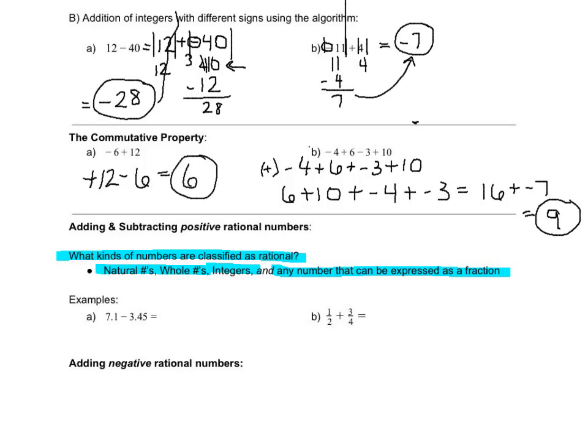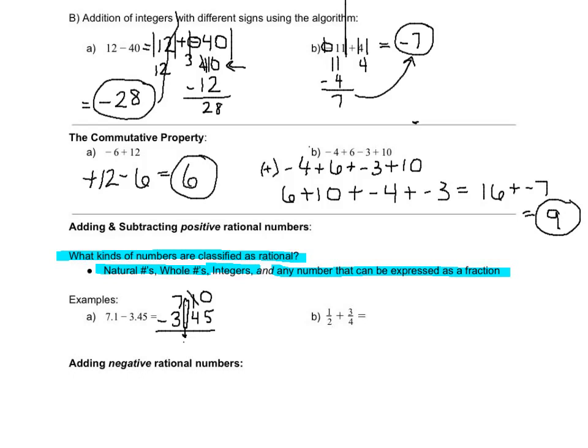So, looking at our examples, the first one we have is 7.1 minus 3.45. So we can line those up and subtract like normal. Now the key part of subtracting decimals is that you make sure your decimals right here are lined up, because when we subtract, we just pull the decimal right down and leave it there. That way we don't accidentally move them one place, and then we can subtract like normal. So let's add our 0 in here.